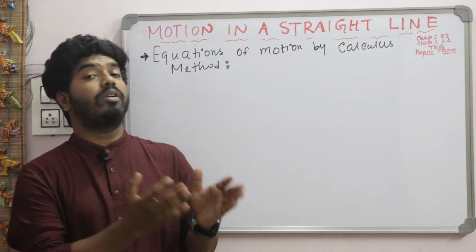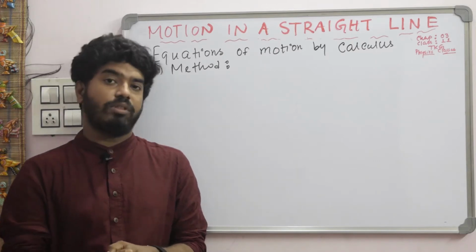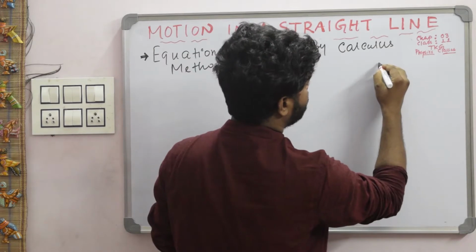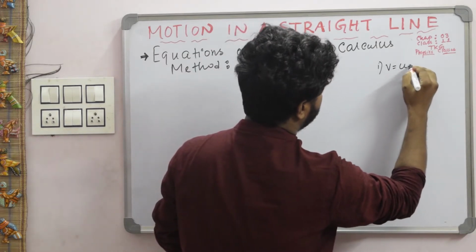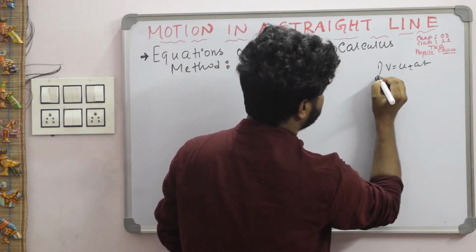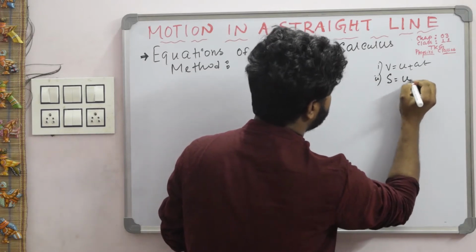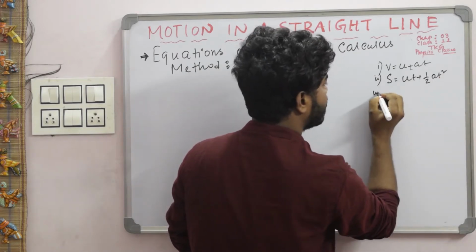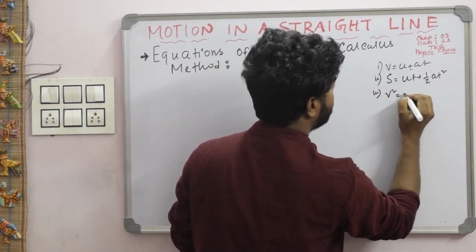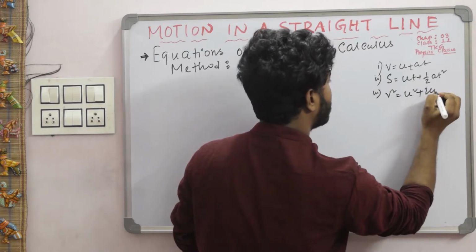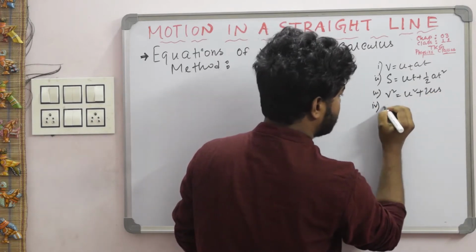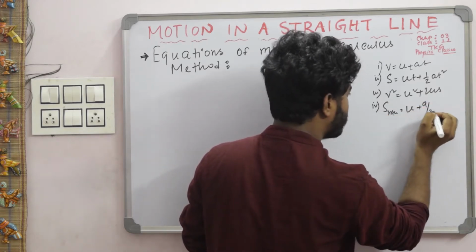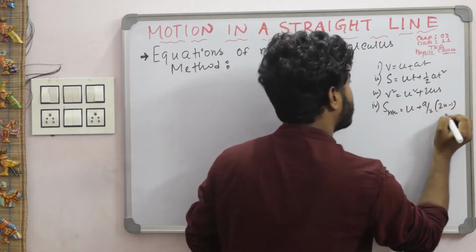Okay, so first of all write down the equations of motion. All of you know the equations of motion in uniform acceleration. First equation: v is equal to u plus at. Second equation: s is equal to ut plus half at square. Third equation: v square is equal to u square plus 2as. And the fourth one: s nth is equal to u plus a by 2 into (2n minus 1).